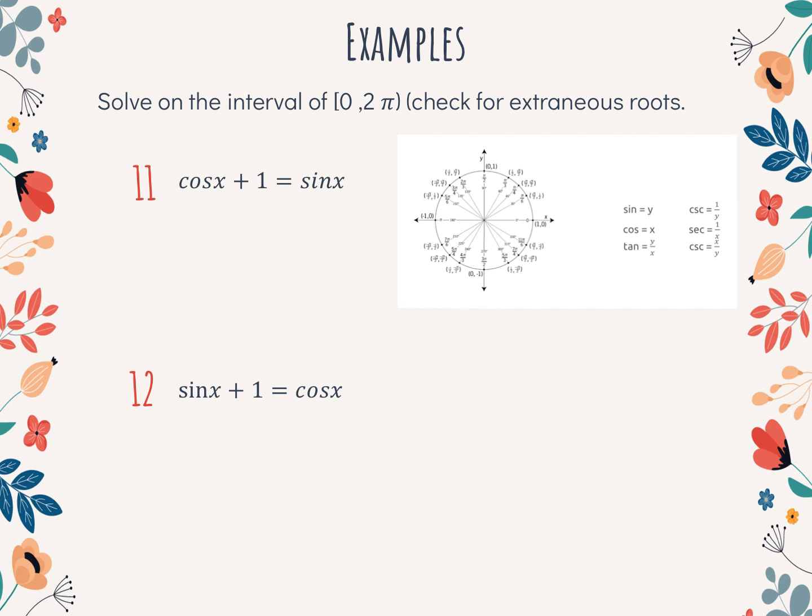Now, notice on number 11, it's already in terms of sines and cosines. That's one of the techniques for solving. There is no cosine squared, no sine squared x. I can't use the Pythagorean identity. So the technique I'm going to use is just like when we solved radical equations, I'm going to square both sides of my equation. So I'm going to square this side and square this side.